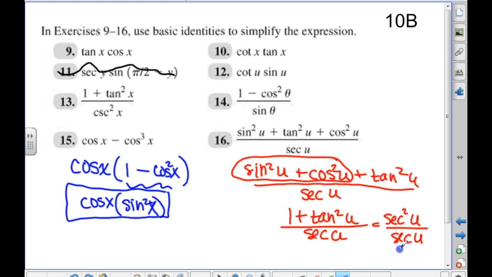What's a secant squared over a secant? Secant. Yep, one of these will cancel one of those, and we have left secant of u.